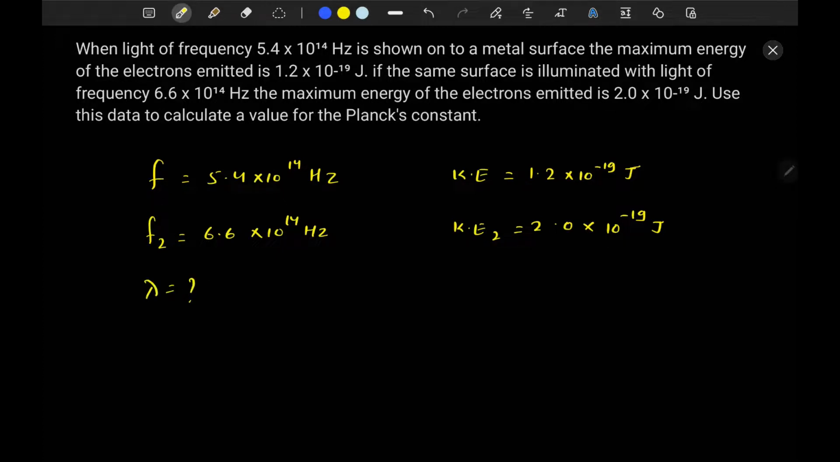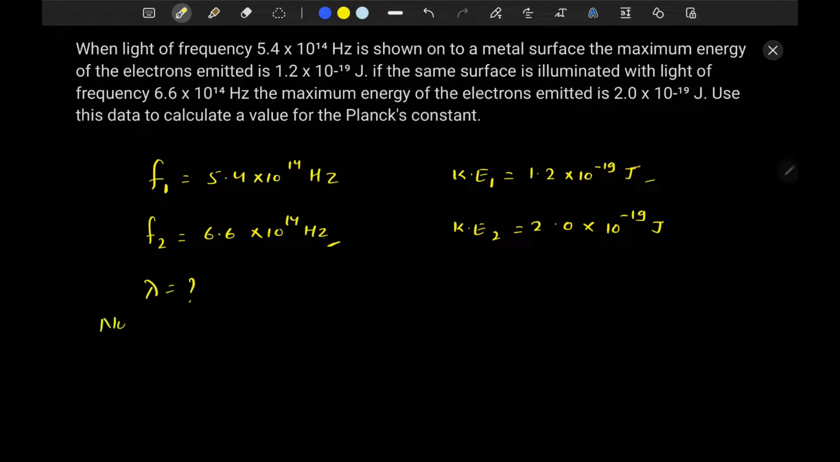So this question says if the incident frequency of radiation is 5.4 × 10^14 hertz, then the kinetic energy of the electron emitted is 1.2 × 10^-19 joule. If the frequency becomes 6.6 × 10^14, then the kinetic energy of the emitted electron will be 2.0 × 10^-19. So this is a question of two conditions.